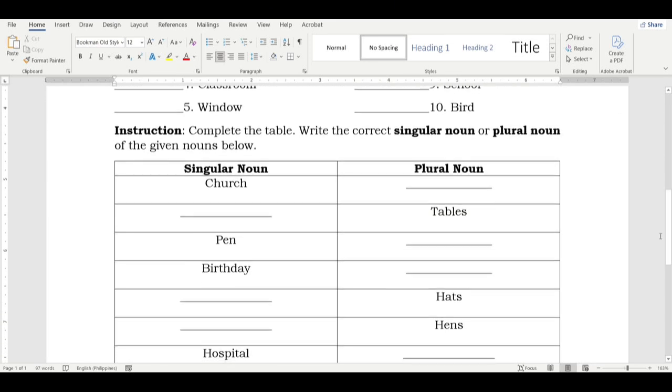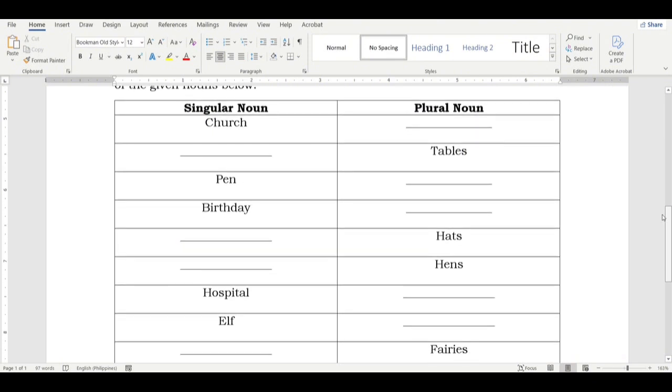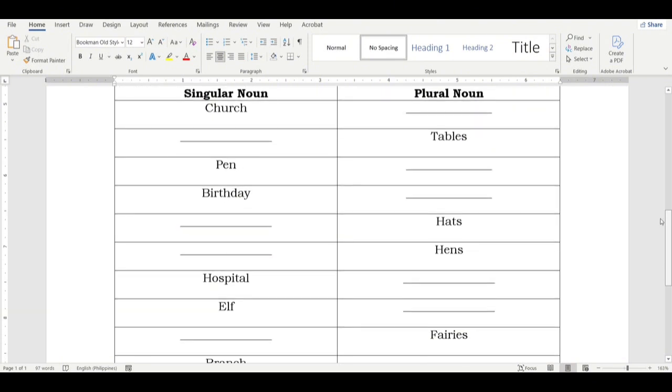Then for my second instruction, complete the table. Write the correct singular noun or plural noun of the given nouns below. So, may table diyan at merong given nouns sa singular noun at sa plural noun. So, ilalagay nila kung sa singular yung given noun, so sa plural noun sila sasagot. Kung sa plural noun naman yung given noun, then they are going to answer the singular noun.